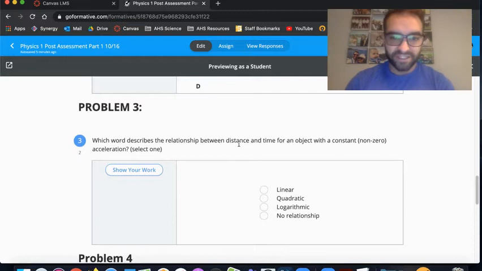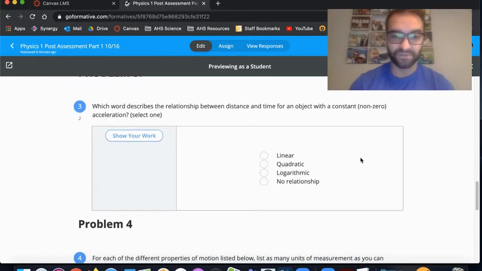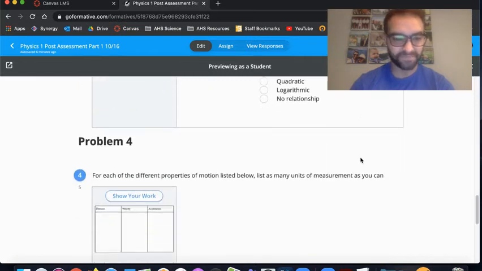Which word describes a relationship between distance and time for an object with a constant acceleration? Okay, so this is what we've just been doing, constant acceleration, and we referred to one of these as the type of pattern or relationship. So hopefully those look familiar. And just a reminder, we've talked about constant velocity, and then now constant acceleration.